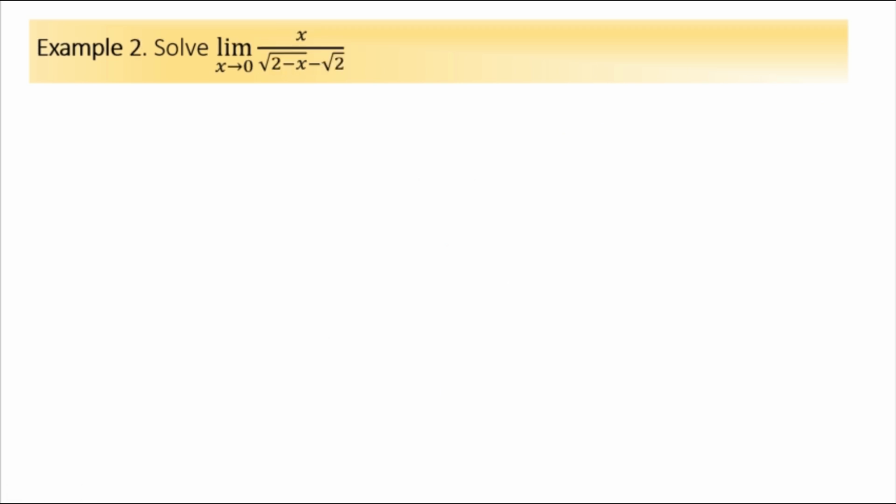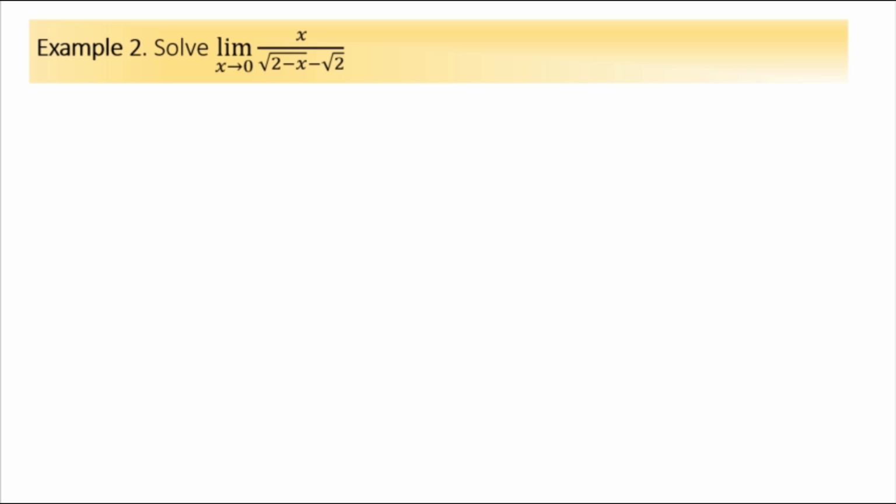Number 2, solve the limit of x over square root of 2 minus x minus square root of 2 as x approaches 0. Again, you can check that direct substitution fails here as this gives us 0 over 0. So we need to do something.